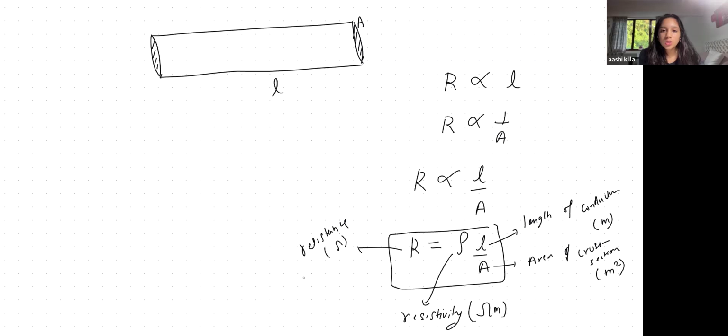Okay, definitely. If it's a longer wire, it will have to travel a longer distance, with more obstacles in the path, right? So more resistance. On the other side, it's inversely proportional to the area of cross section. That means if the wire is thin, it will have more resistance, and if the wire is thick, it will experience lesser resistance, right? And this constant is called the resistivity.